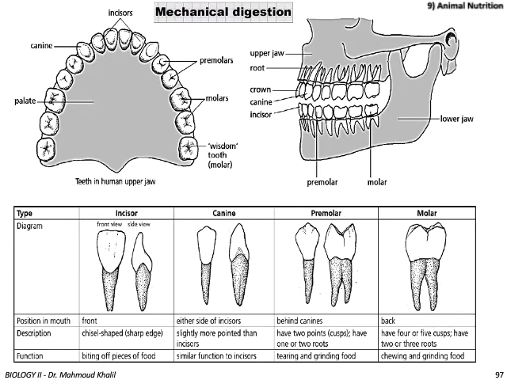The big difference between the premolars and molars is that premolars have 2 pointed cusps and have 1 or 2 roots, while the molars have 4 or 5 cusps and have 2 or 3 roots. The canine has a more pointed end than the incisors.